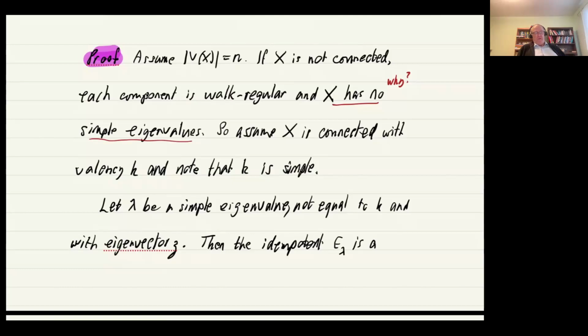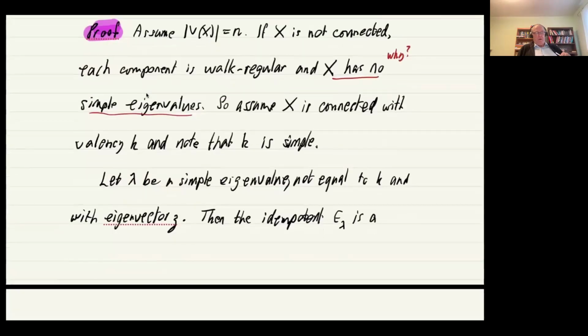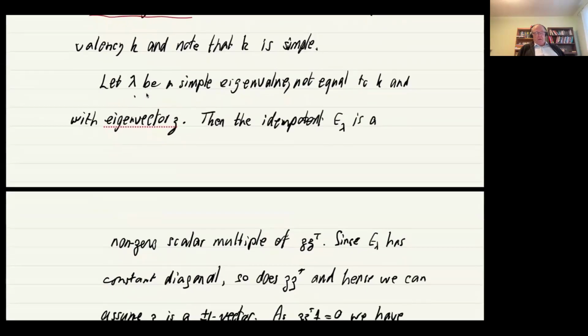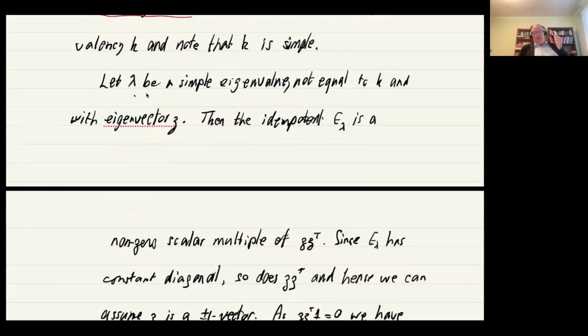So we're going to assume X is connected with valency k, and we know that k is simple because the graph's connected, and we saw that a long time ago. Now let lambda be a simple eigenvalue not equal to k with eigenvector Z. Then the idempotent E lambda is a non-zero scalar multiple of ZZ transpose. If an eigenspace is one-dimensional and Z is an eigenvector in it, then ZZ transpose is a scalar multiple of the projection. And if Z is a unit vector, then ZZ transpose is the projection onto that subspace.